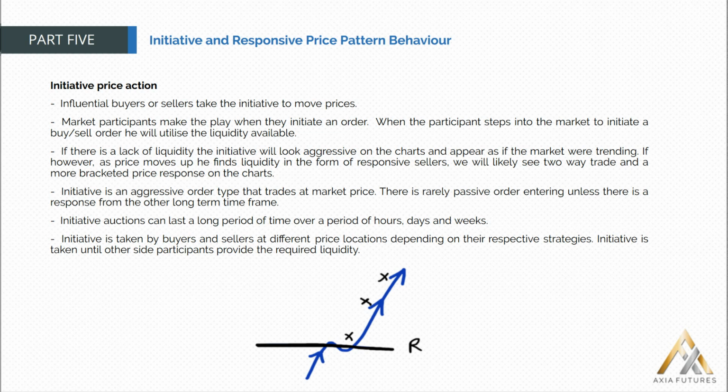Now, if, however, as the price moves up, this long-term participant who's initiating finds responsive sellers or runs into a passive seller sitting on the offer, we will then likely see two-way trade and a more bracketed price response on the charts. So very simply, what does it mean? Okay, the cash open opens and a big buyer from Goldman Sachs steps into the market. He's received the order to lift 20,000 bunds at best price for his client. Now, this Goldman Sachs trader is going to be buying up the offer.